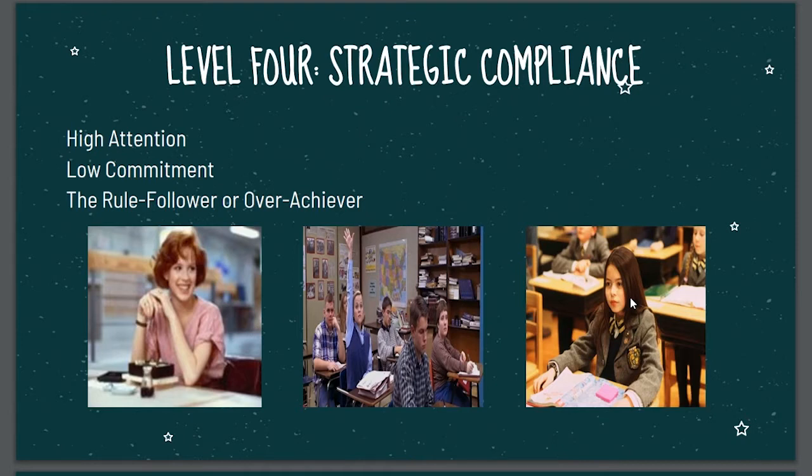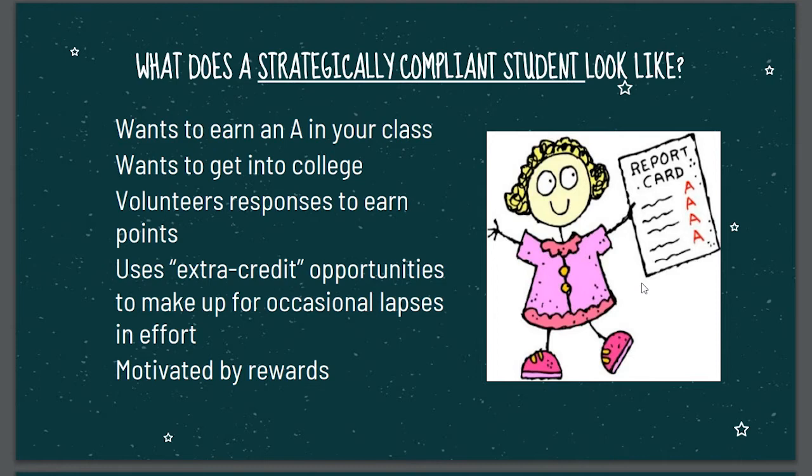So then the next level is what's referred to as strategic compliance. And we all know these students. So I actually picked out an example from every possible generation here. Very high attention, but low commitment. Definitely follows the rules, an overachiever. And we've all had students like that as well. But here's what this looks like.